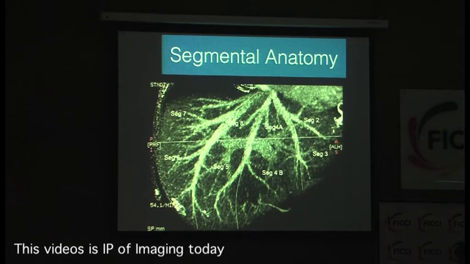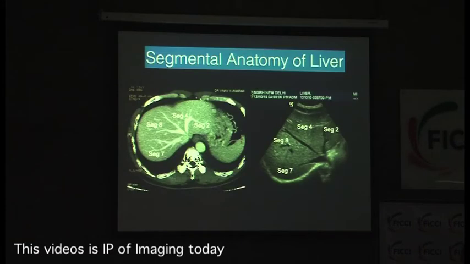That's segmental anatomy, which is easier to understand. If you ever want to show a surgeon what's happening, this is a good way to do it. So segment 2, segment 3, 4, 4b, 8, 5, 7 and 6, and the plane dividing the upper and lower part of the liver is the portal vein, right? The bifurcation of the portal vein.